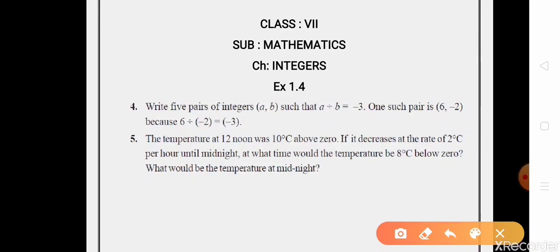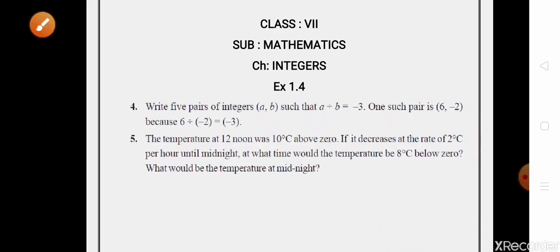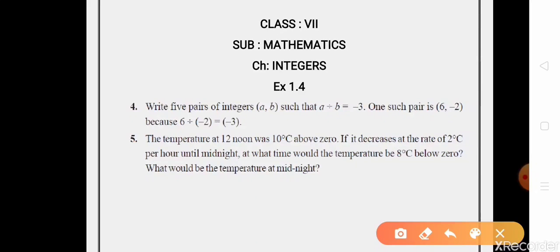Alright, so a condition is there. The temperature used to be 10 degrees Celsius above 0. That means this is going to be your positive integer, plus 10 degrees Celsius. Now, if it decreases at the rate of 2 degrees Celsius per hour, like we have done earlier, when there is a decrease, you have to consider this to be negative, right? Until midnight, 12 a.m. At what time would the temperature be 8 degrees Celsius below 0?